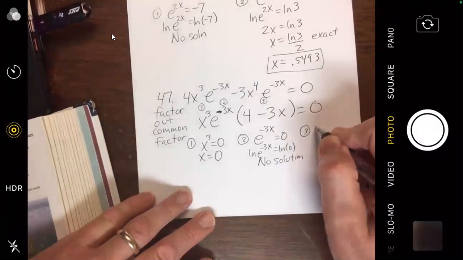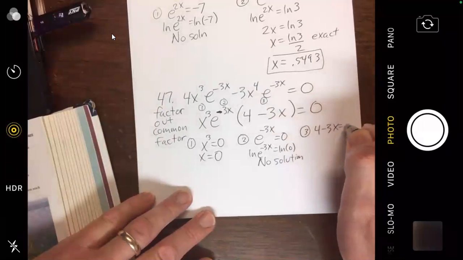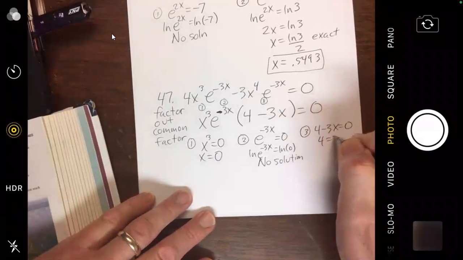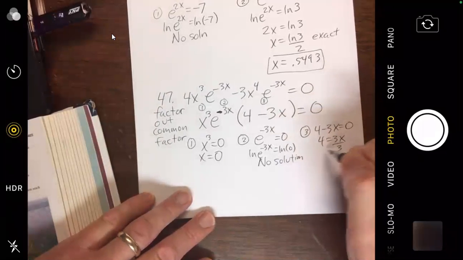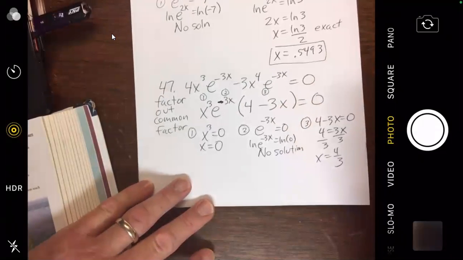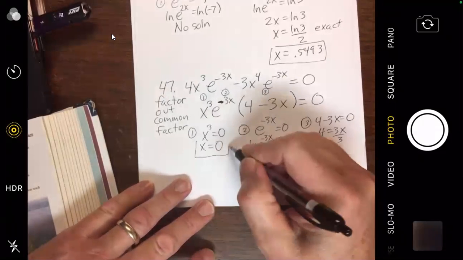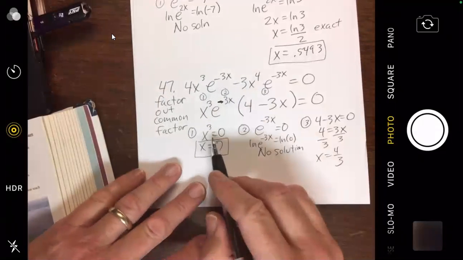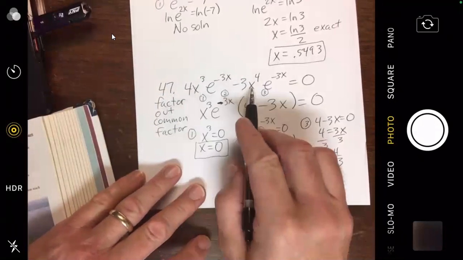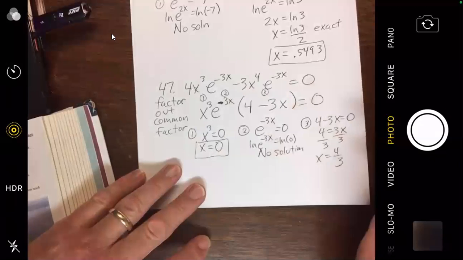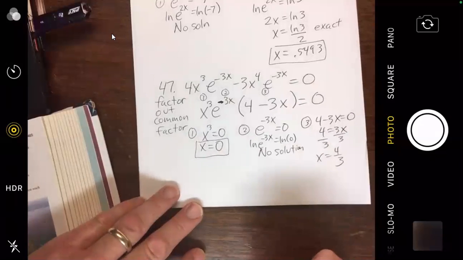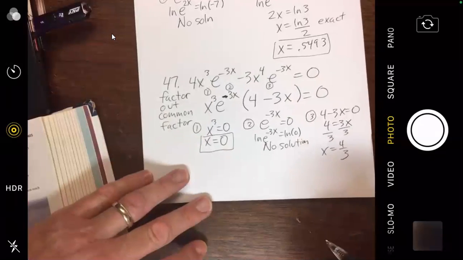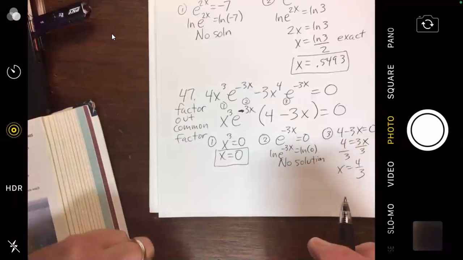And 4 minus 3x equals 0. 4 equals 3x, divide by 3, and x is 4/3. So you're getting two numbers out of this. X is 0. You can check that. If x is 0 there, that kills that, equals 0. 0 minus 0 is 0. The 4/3, you have to sub in and punch in.